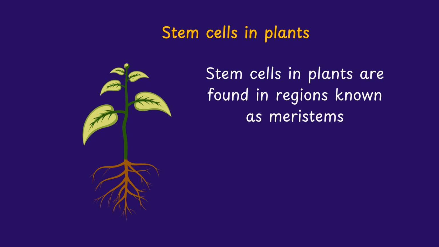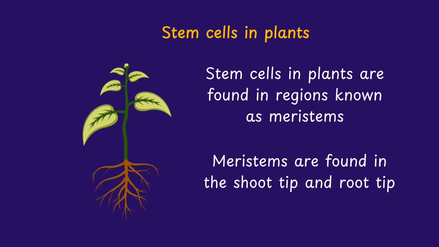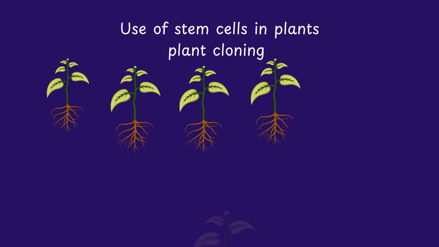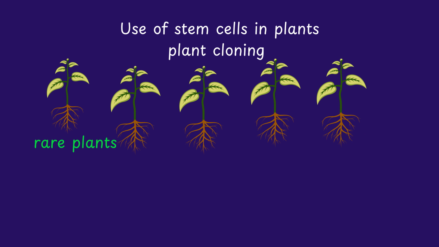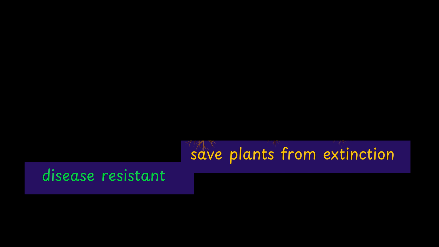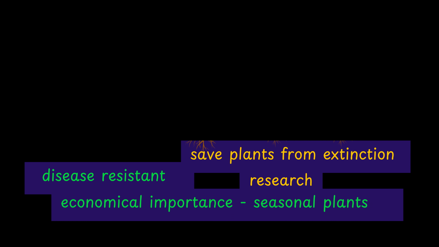Let us now look at stem cells in plants. Stem cells in plants are found in regions known as the meristem. That's a one marker in your exam. The meristems are found in the shoot tip and the root tip of the plant. Let us now look at the use of stem cells in plants. Stem cells in plants are mainly used for cloning, and cloning plants could allow for an increasing number of rare plants, or to save plants from extinction, or to breed more plants that are disease resistant, or to breed more plants for research. Or lastly, for economical importance, for example, producing more seasonal plants.